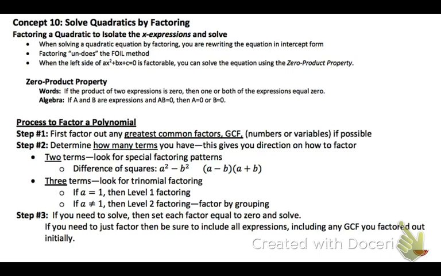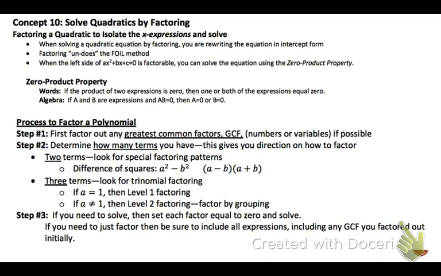We're going to look at, first of all, step 1, if we have a greatest common factor. Then step 2, at how many terms we have. If we have 2 terms, we're going to look for a difference of squares pattern and see if we can factor it using that difference of squares pattern. If there are 3 terms, now we're going to look for trinomial factoring, level 1, and then I'm going to teach you how to factor level 2.